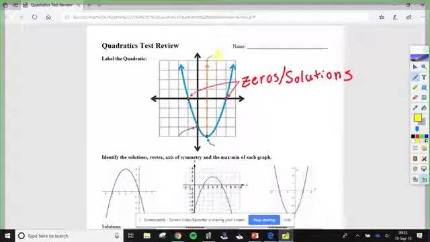This is our axis of symmetry. I know it's yellow and I know it's terrible to see, but at least it matches the line. That's our axis of symmetry. It's the line that slices right down the middle.